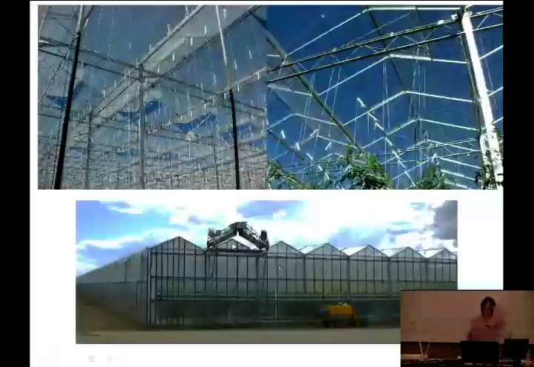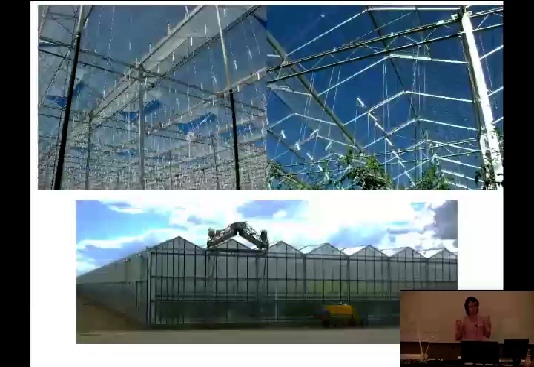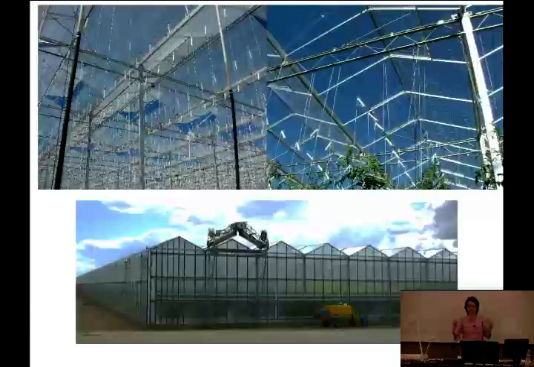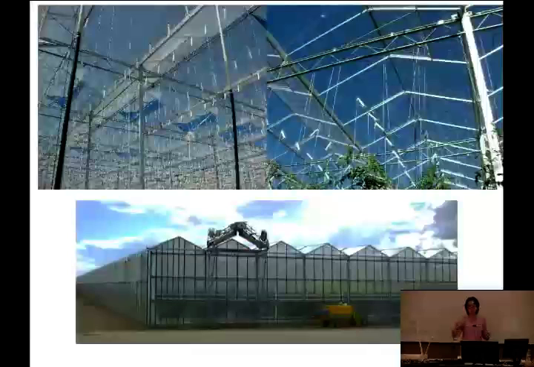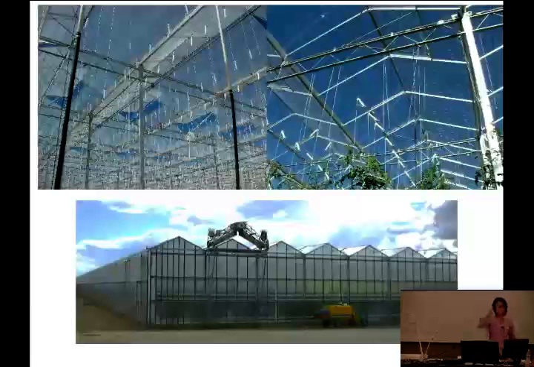Okay. The picture underneath here is a cleaning machine. Light transmission is very important. A 1% reduction is not going to be accepted. Therefore, high-end greenhouses are equipped with this machine, which automatically cleans the glass surface every week or so to remove dust and whatever materials or particles are reducing the transmission.